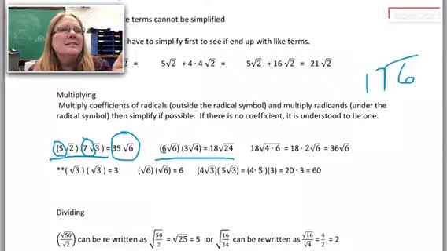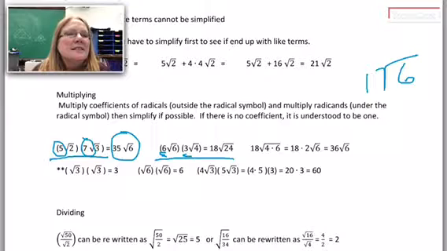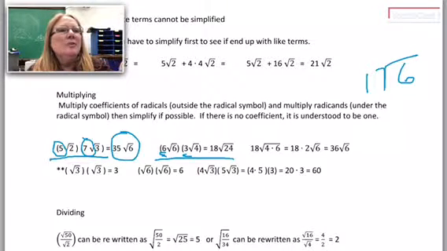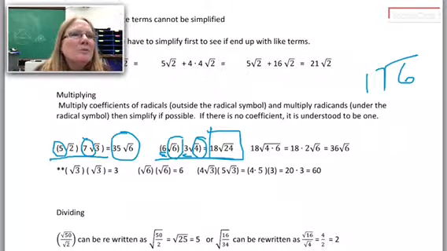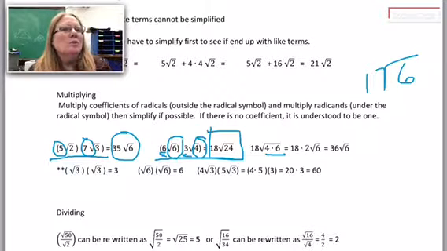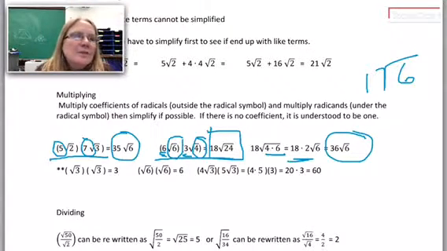Now in this next one, we do the same thing. We're going to multiply the 6 times the 3, and that's 18. But when we multiply under the radical, the square root of 6 times the square root of 4, 6 times 4 is 24. So we have now 18 times the square root of 24. But the square root of 24 can be rewritten. The square root of 24 is rewritten as 4 times 6 because the square root of 4 is 2. So I take that out from under the radical, and you get 18 times 2 times the square root of 6. Okay?